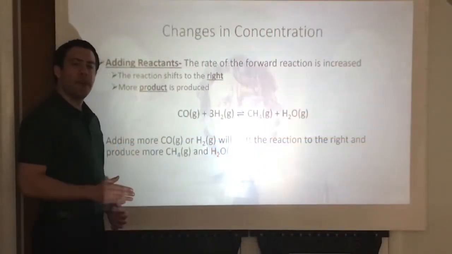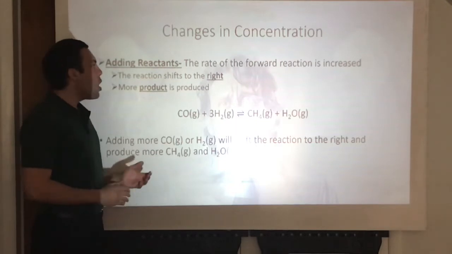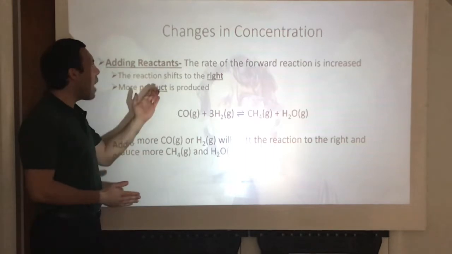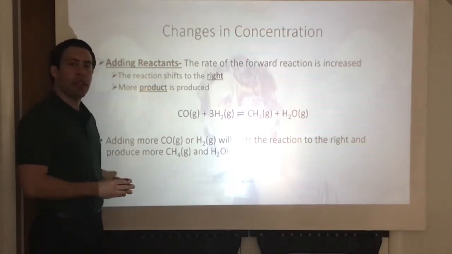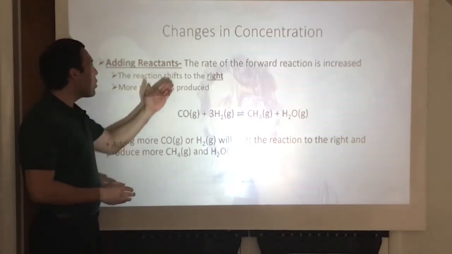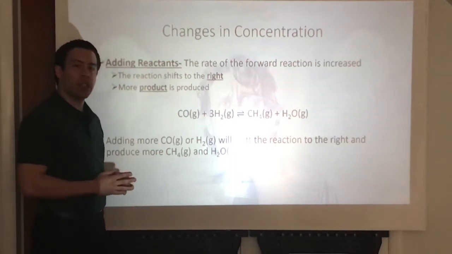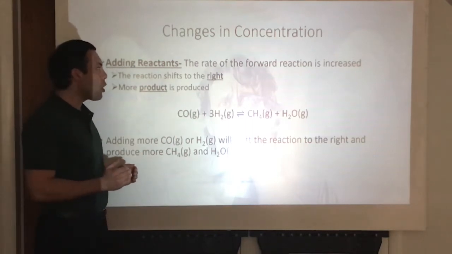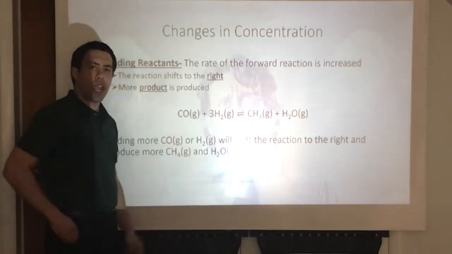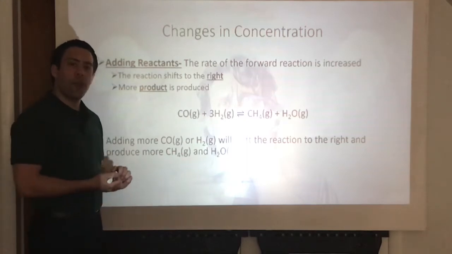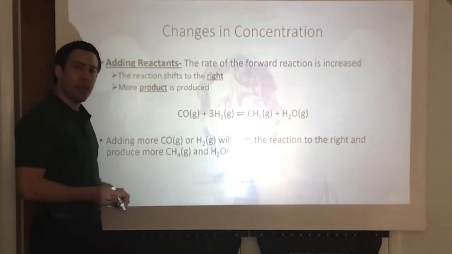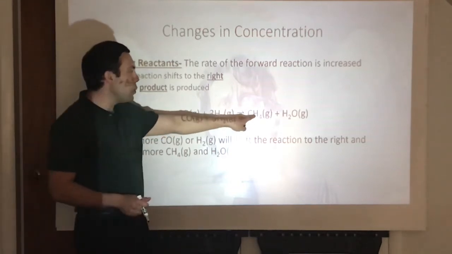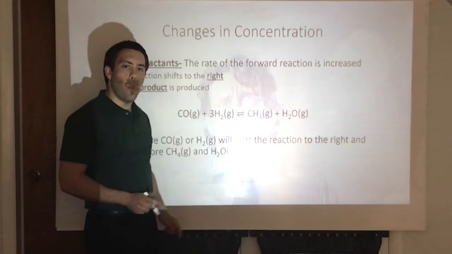Chemical systems function in a similar way. We are going to take a look at a reaction at equilibrium and see how different stresses affect that rate of reaction. The first stress we're going to look at is changes in concentration. If we add reactants, we are going to increase the rate of the forward reaction. So for example, we have this reaction at equilibrium. We have carbon monoxide gas plus hydrogen gas goes to methane gas plus water vapor.